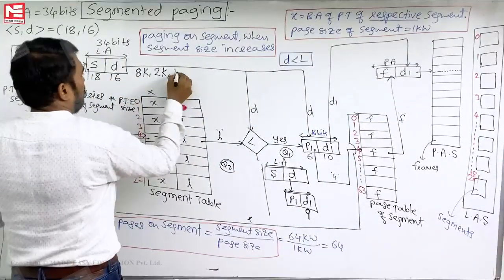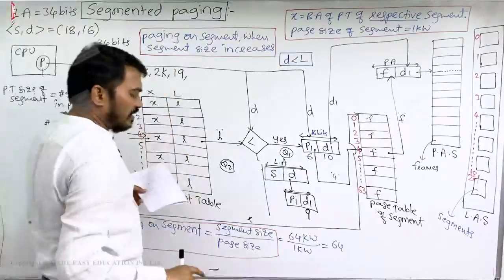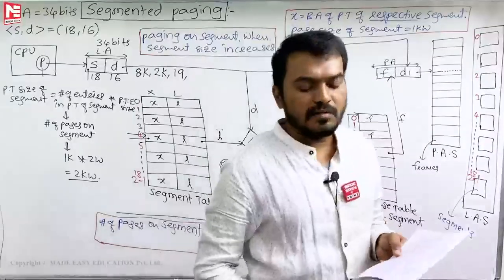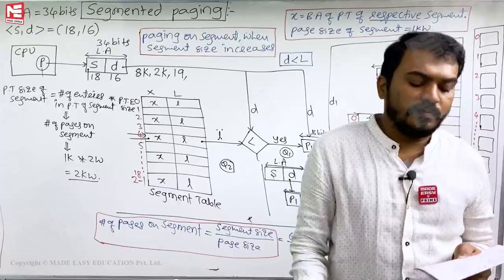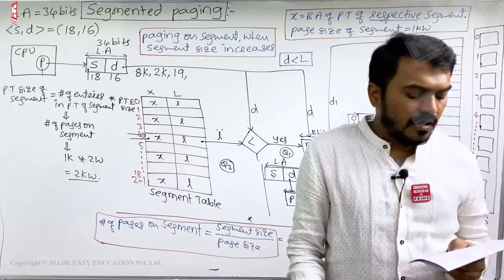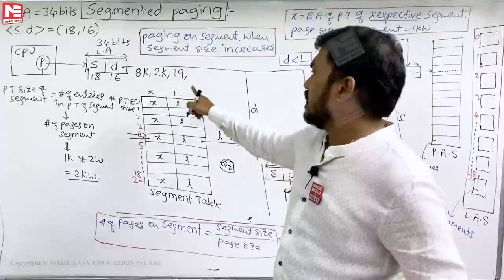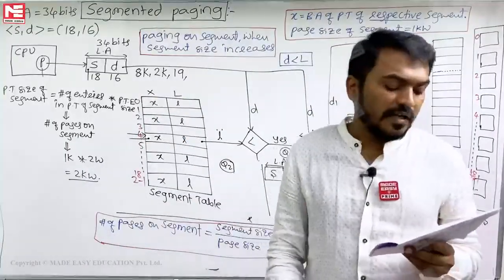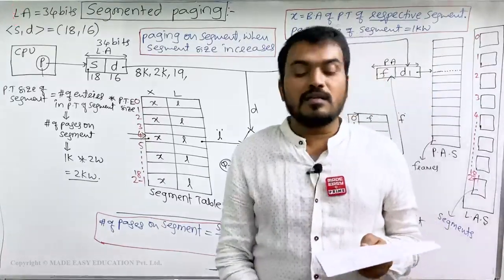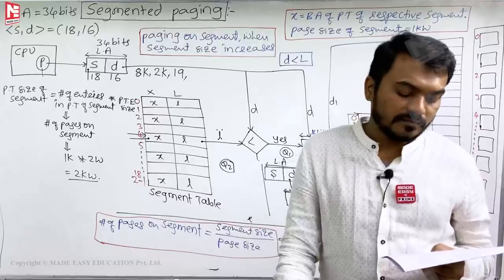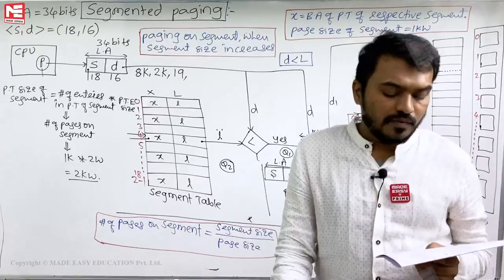Segment number requires 19 bits to represent all the segments of LAS, full stop. Memory is byte addressable.